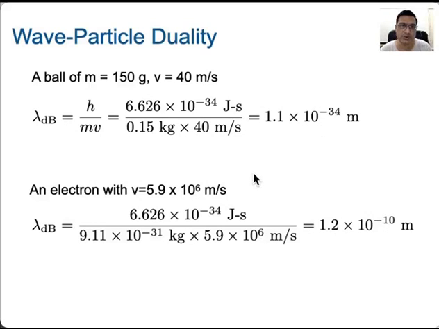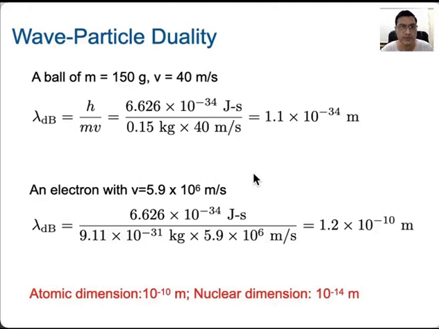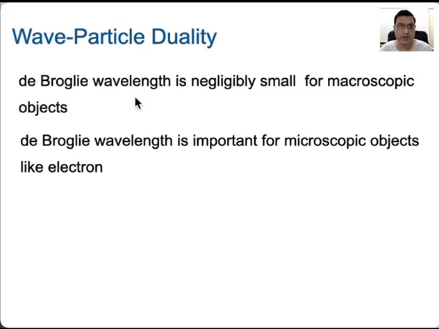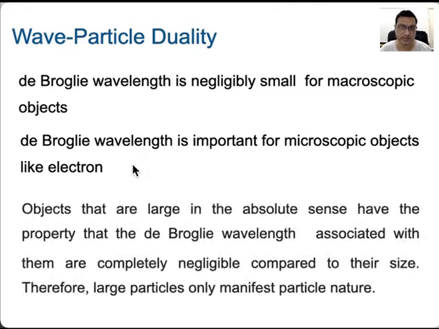So what it means is that when you are in the microscopic world, the Debye wavelength becomes a very meaningful quantity. We know that the atomic dimensions are of the order of angstrom, 10 to the power minus 10 meter, whereas the nuclear dimensions are of the order of 10 to the power minus 14 meter, or what we call a Fermi meter. So what we have just seen is that Debye wavelength is negligibly small for macroscopic objects, whereas the Debye wavelength is important for microscopic objects like electron.